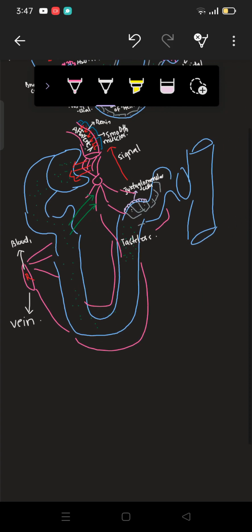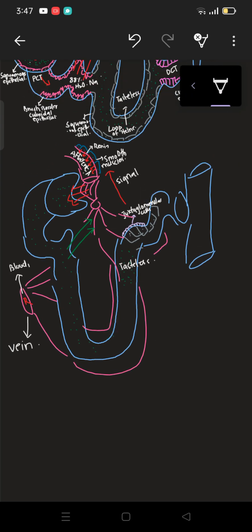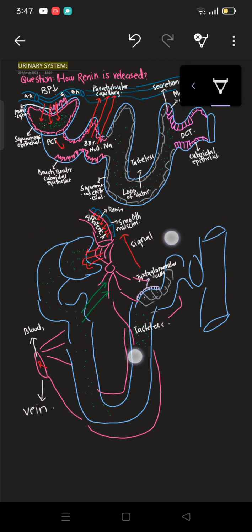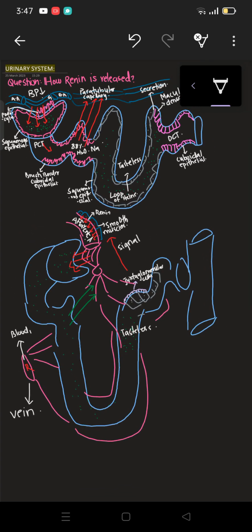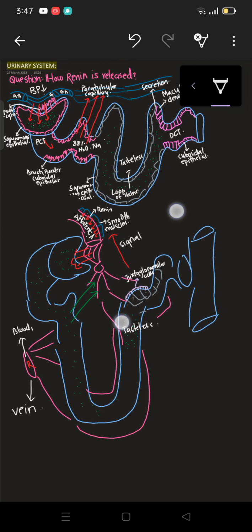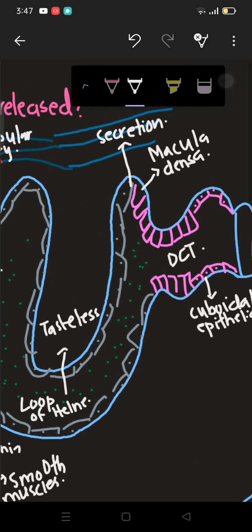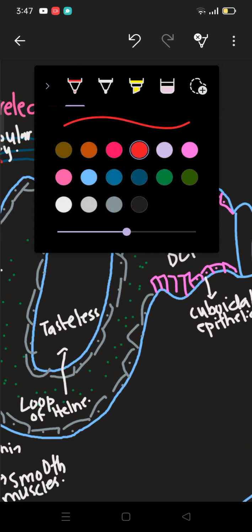So this is how renin is produced. Just because the blood pressure is getting low and this filtrate is getting testless, that's why macula densa are giving signal to the smooth muscles of the afferent arteriole, and smooth muscles are producing their secretion which is known as renin, and renin is then carried by the vein to the blood. All right, so this is how renin is produced. We have answered our first question.